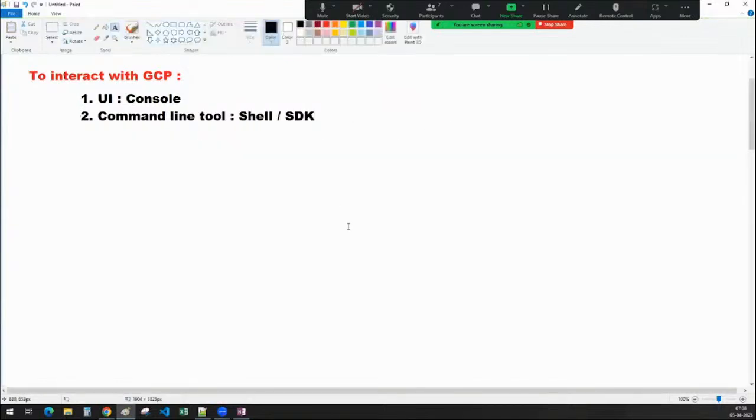Now the question is how to create a bucket from the console. That is one thing, and also how to create a bucket from the command line tool.